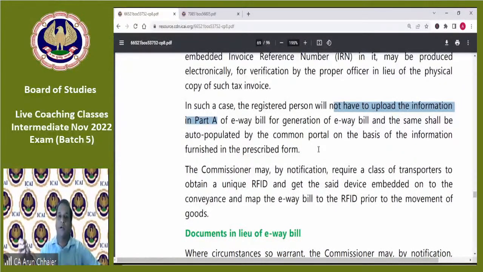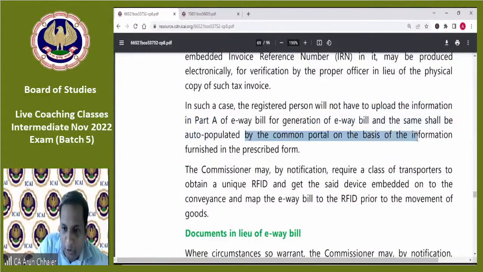See, in the time to come, everything would be automated. Generate the e-invoice, the details will come in the e-way bill Part A. From the e-way bill, the details will come in GSTR-1. From GSTR-1, the details will go to GSTR-3B. So everything is pre-filled. You just need to confirm whether the data is correct or not. That's it. The same shall be auto-populated by the common portal on the basis of the information furnished in the prescribed manner.